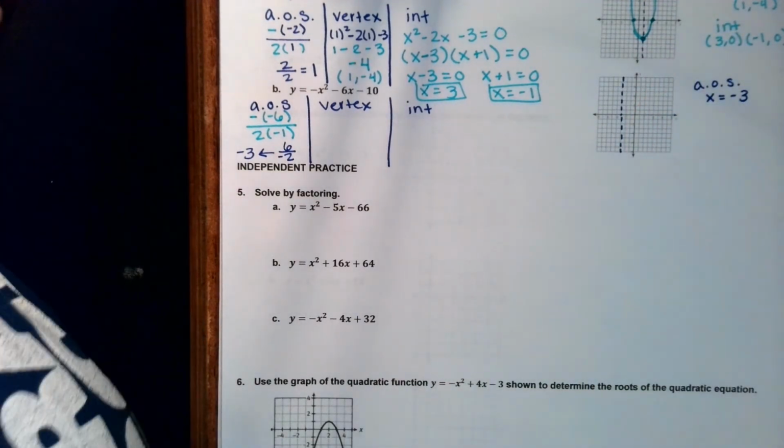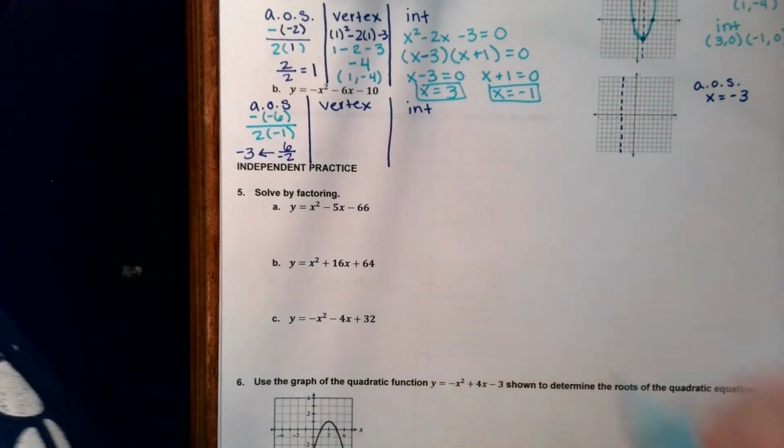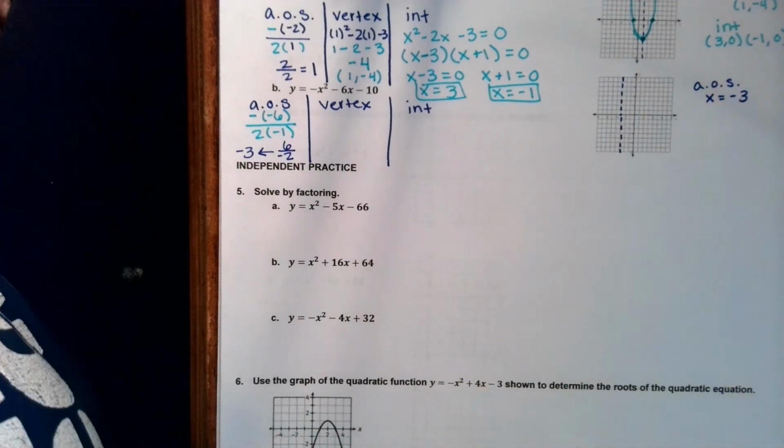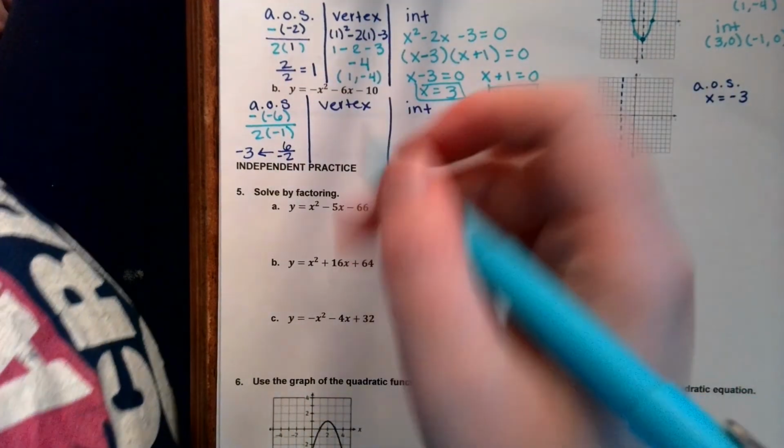Again, when you graph this on Desmos, you would not see the axis of symmetry. That's why I'm trying to do a teeny tiny dashed line. It's just a guide to help us graph it. It's an important guide, but it is a guide.